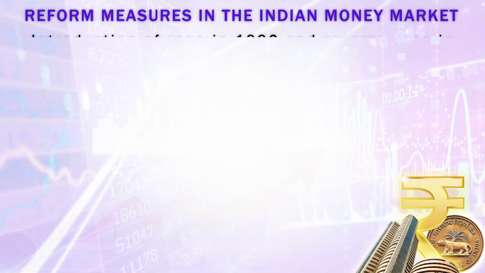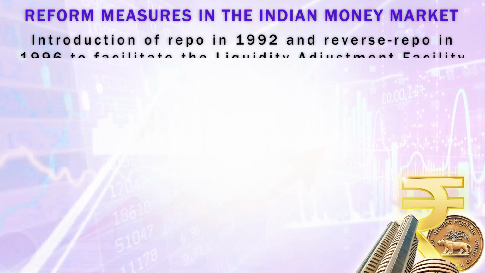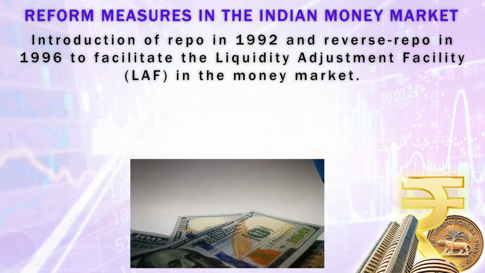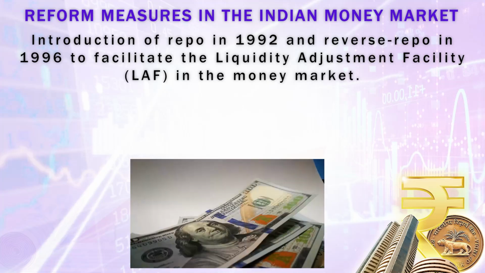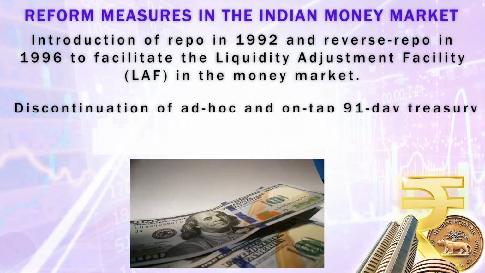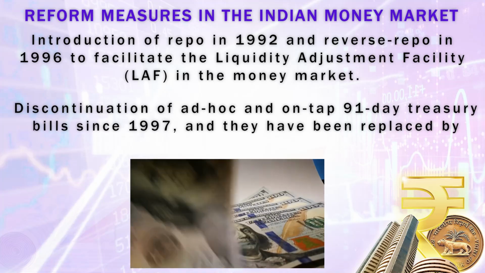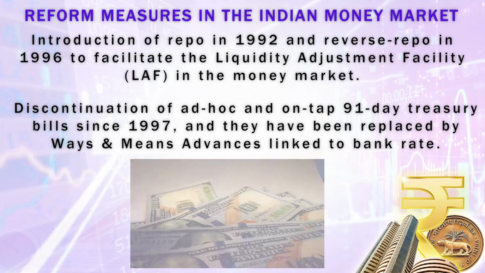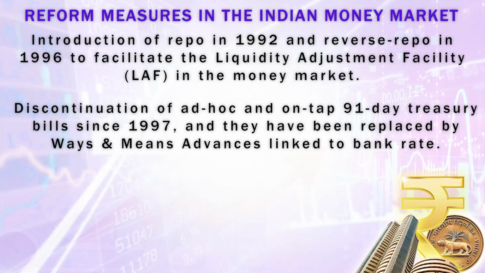Then, in case of the liquidity adjustment facility, the repo rate was introduced in 1992 and the reverse repo rate was introduced in 1996. Then there was also the discontinuation of the ad hoc treasury bills and 91-day on tap treasury bills, and that was being substituted by ways and means advances linked to the bank rate.